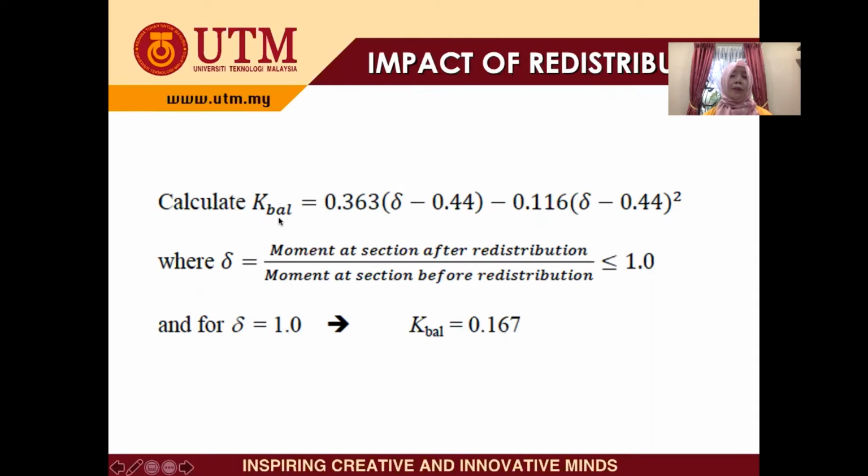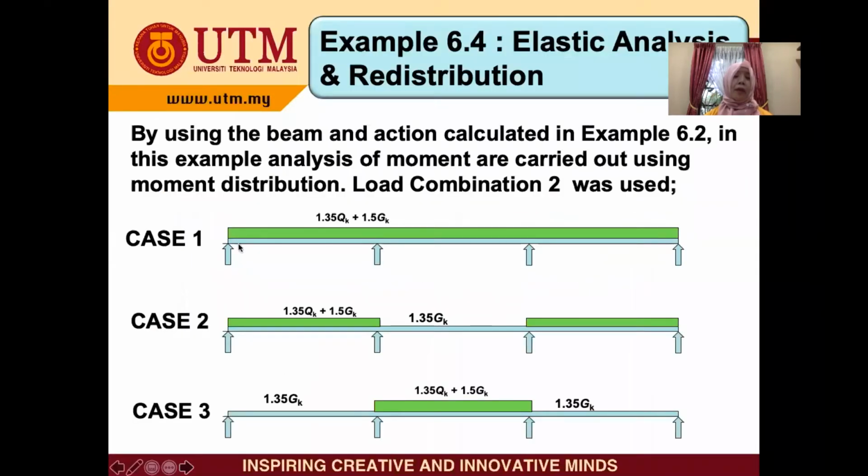So for this coming design, for today's design, we will use delta here. This is called the ratio of moment redistribution divided by moment before redistribution. Okay.